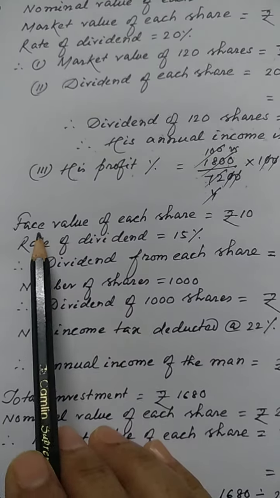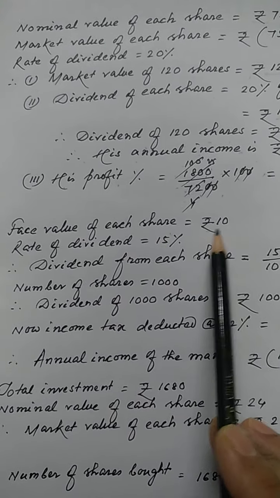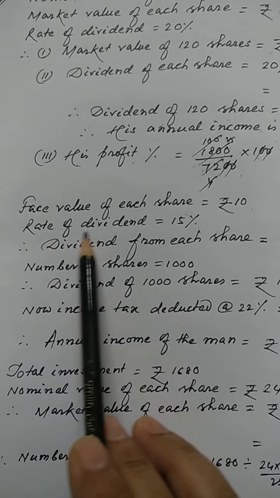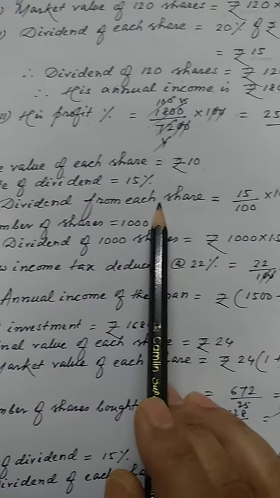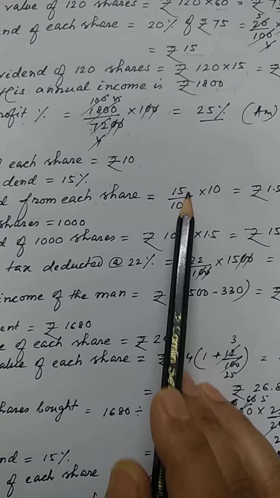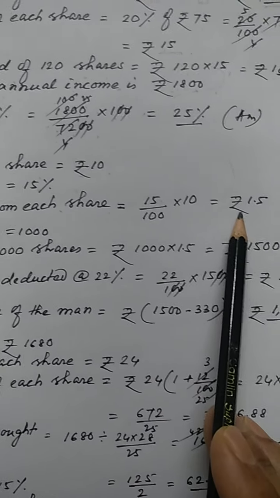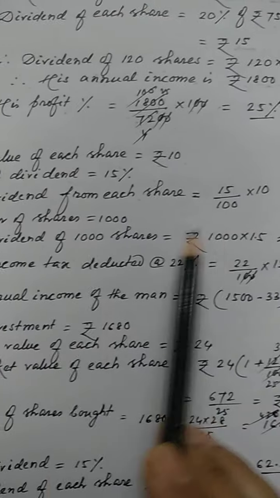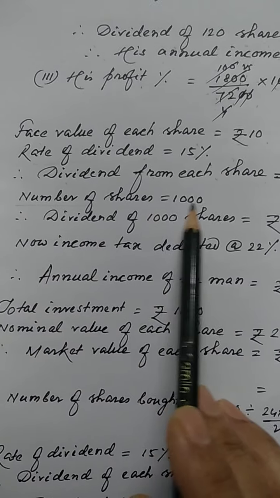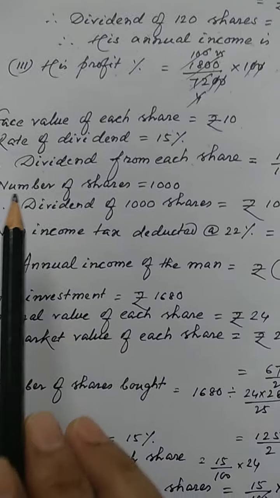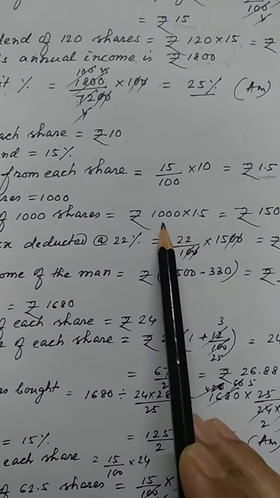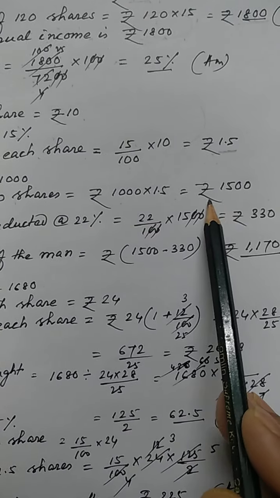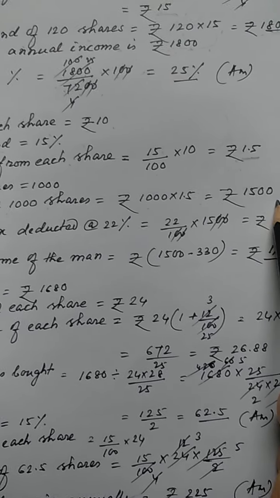Now let's see, here the face value of each share is 10 rupees, rate of dividend 15%. Therefore dividend from each share will be 15% of 10 rupees, that is 1.5 rupees, and number of shares 1000. Therefore dividend of 1000 shares will be rupees 1000 into 1.5, that is rupees 1500.